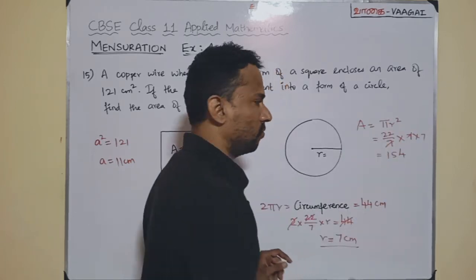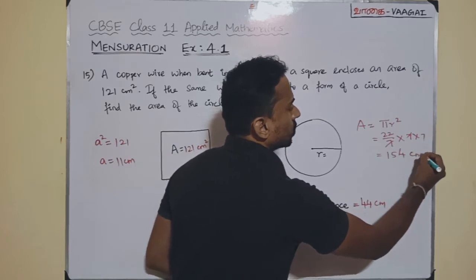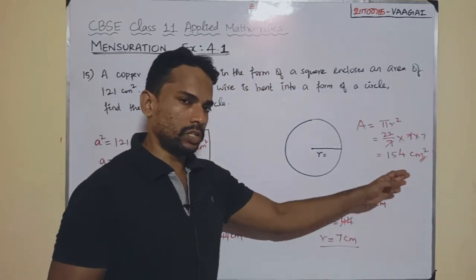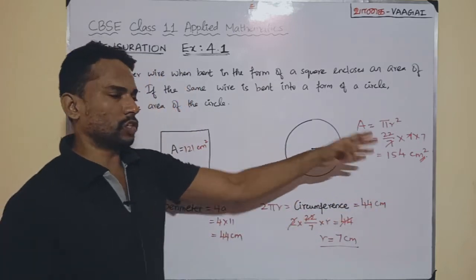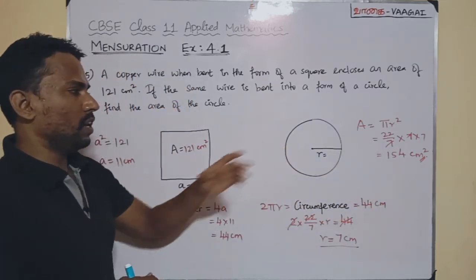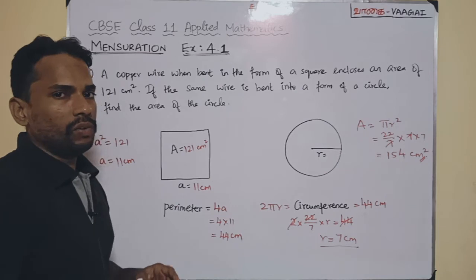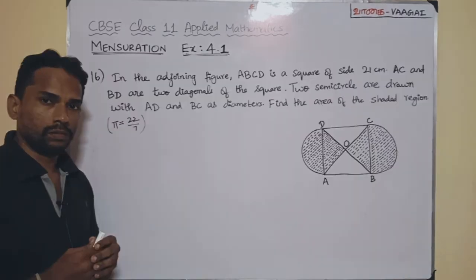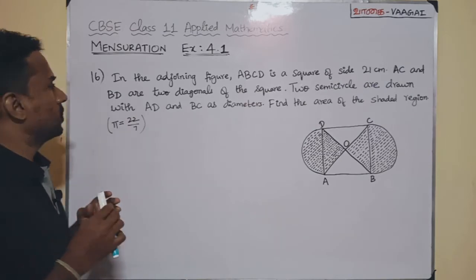So 154 centimeter square. Because we are finding the area, we should be careful with the units. 154 centimeter square, so this is going to be the area of this circle. 154 centimeter square is going to be the answer for your question number 15. Now we are with question number 16.